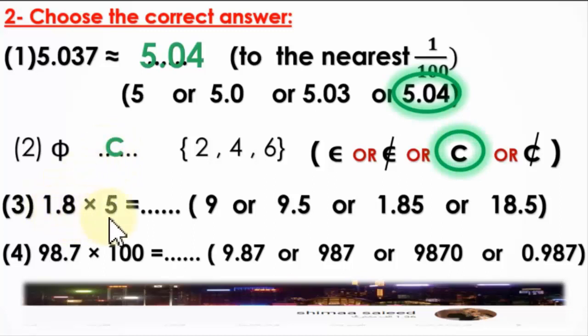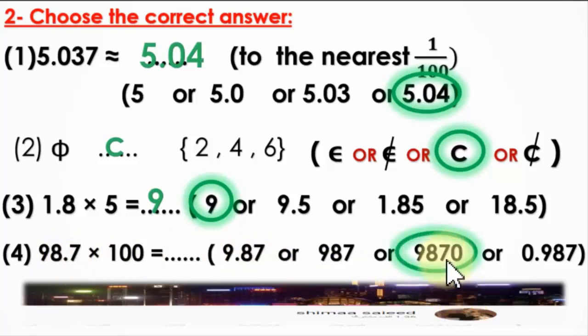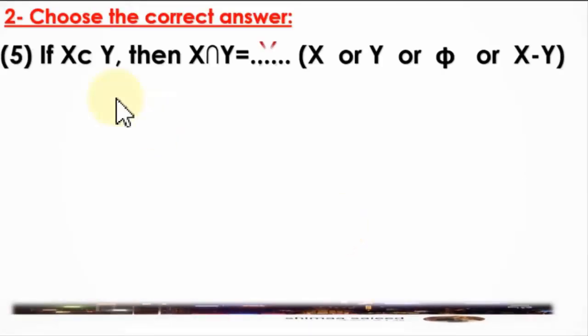1.8 times 5 equals 9. Excellent. 98.7 times 100 moves the decimal point 2 places to the right. But here we have one digit, one place, so don't forget to put 0. The result is 9,870. Now choose the correct answer. If X subset Y, then X intersect Y equals X.